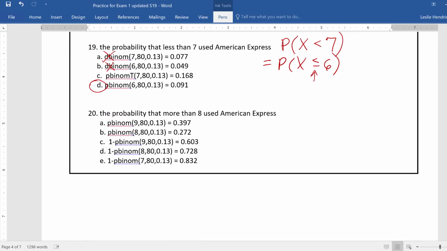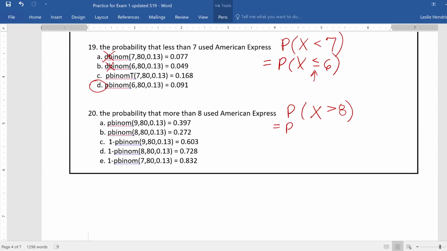And the probability that more than 8 use American Express. Write that in a probability statement. That's more than 8. We don't directly have a binomial function in R that computes strictly greater than. So let's change this into a less than or equal to problem. The first step that I usually recommend is taking the greater than sign and changing it into a greater than or equal. That way, when you're using the complement rule or subtracting something, you're going to play the same game every time and be less apt to make an error.